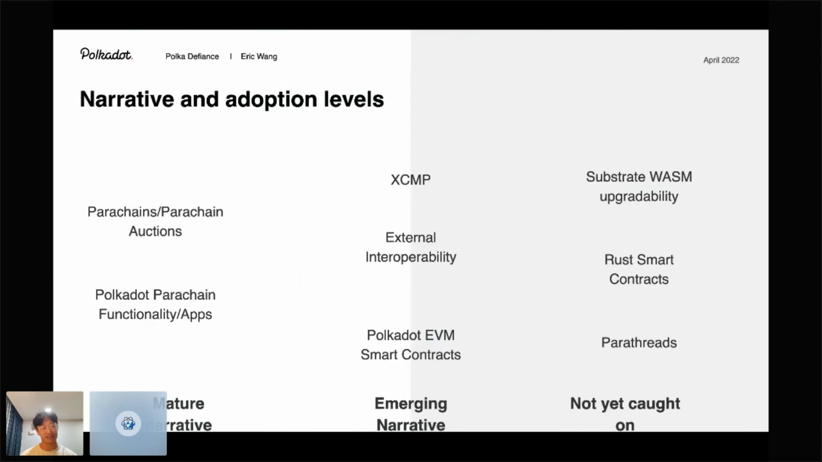In this section, I'd finally like to talk about overall narratives that we see amongst builders and the adoption levels and excitement levels of these narratives that we currently see.